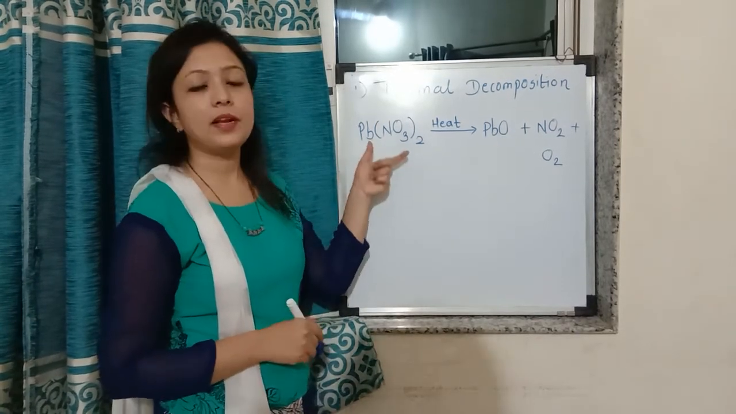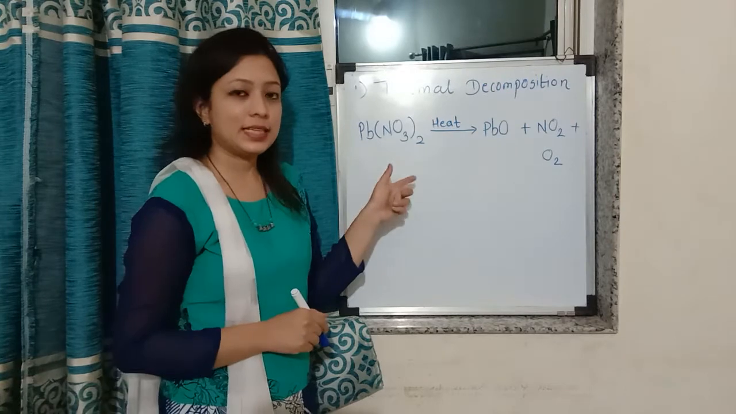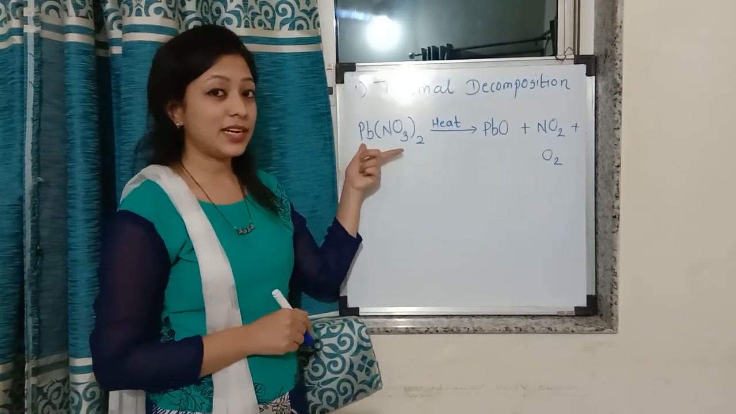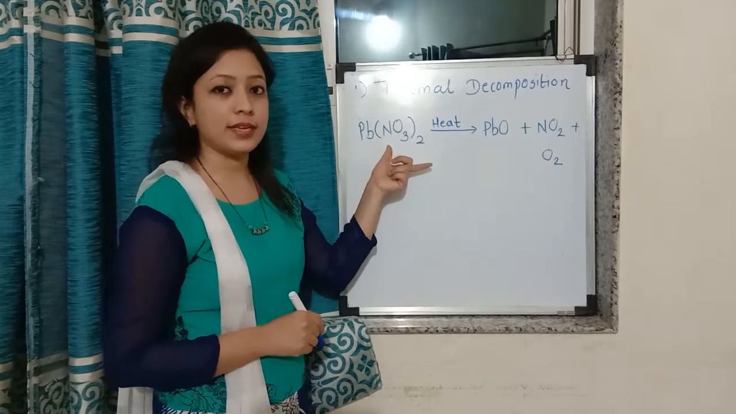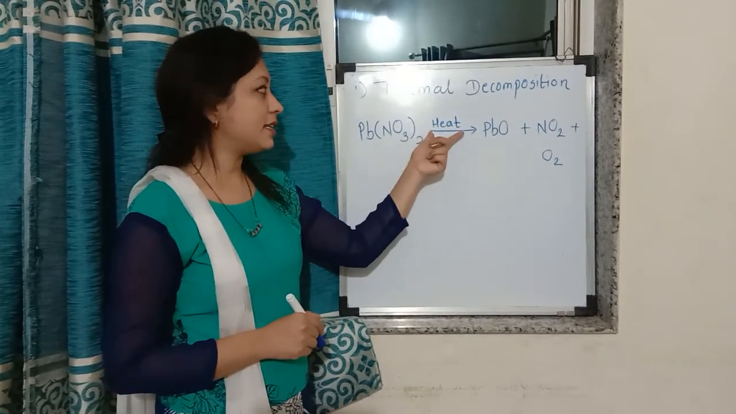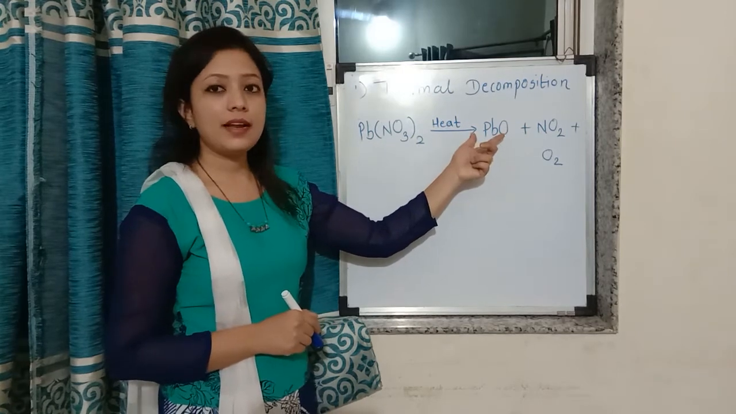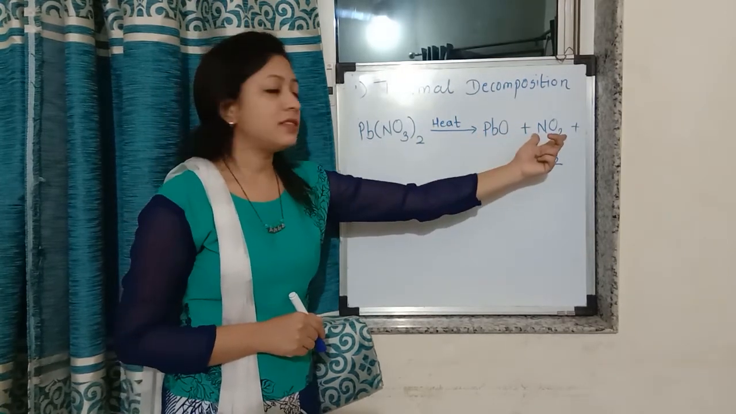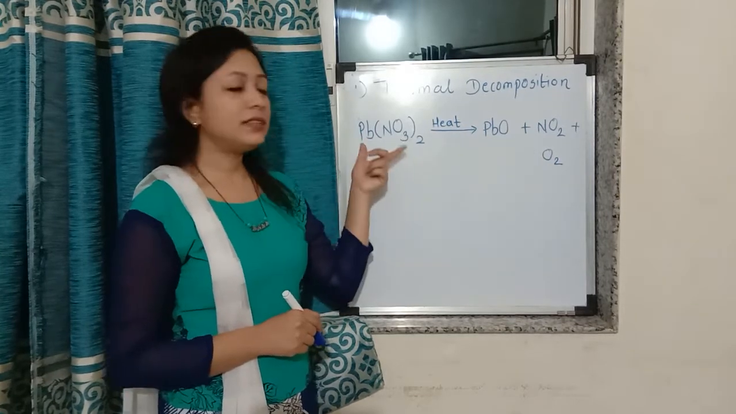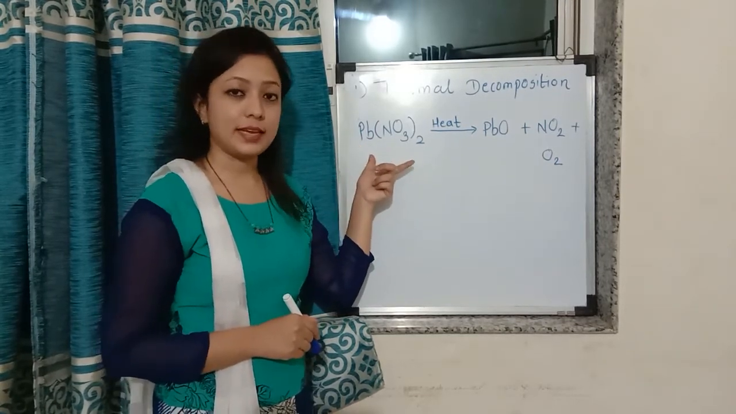One more example of thermal decomposition, that is the decomposition of lead nitrate crystals. Lead nitrate means Pb(NO3)2. When this colorless crystalline salt is heated, it changes to lead oxide and evolves nitrogen dioxide and oxygen gas. Now in this reaction, a color change takes place.